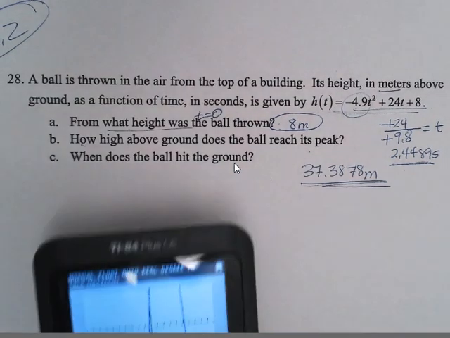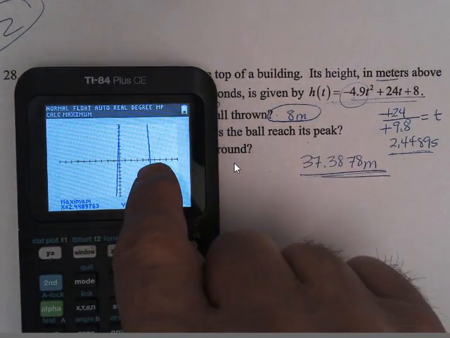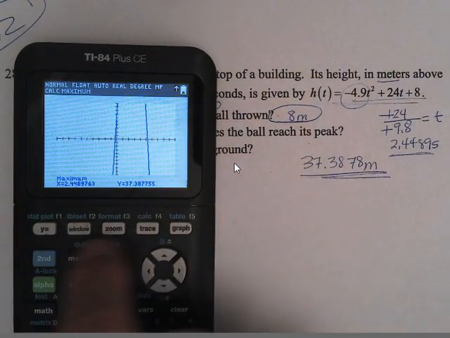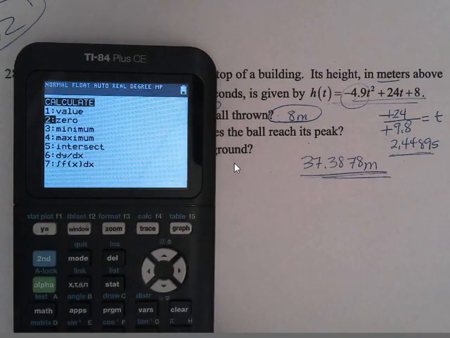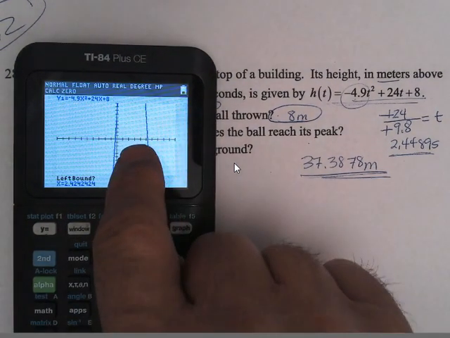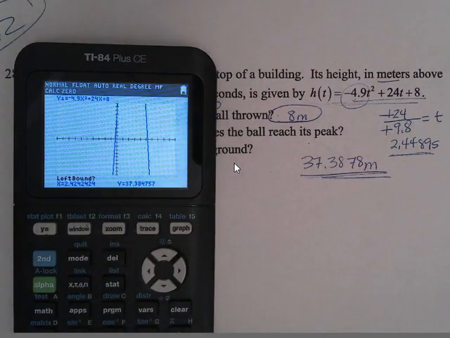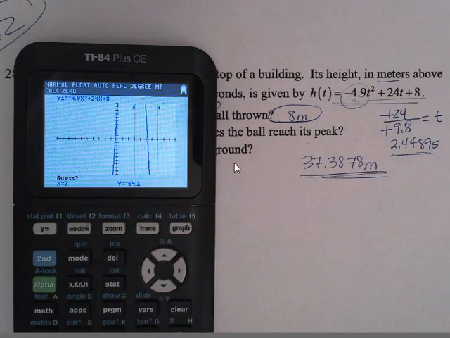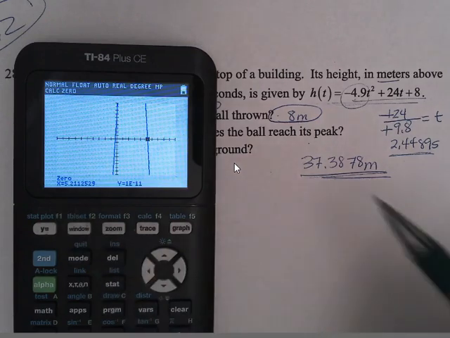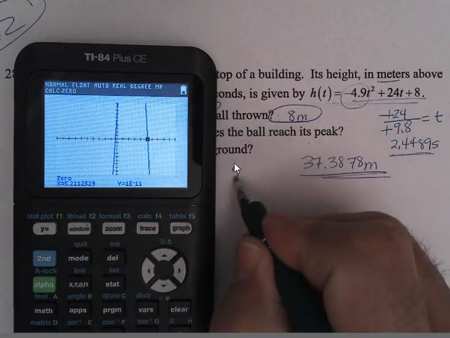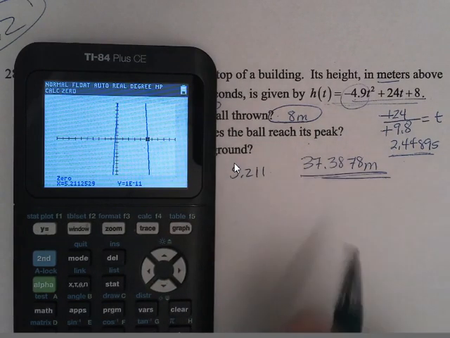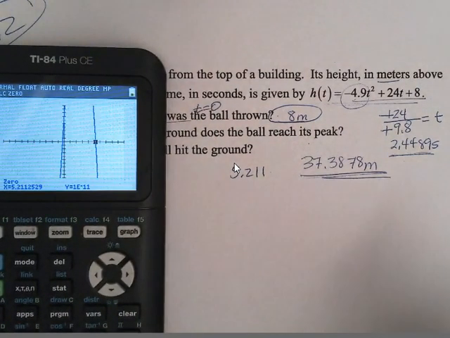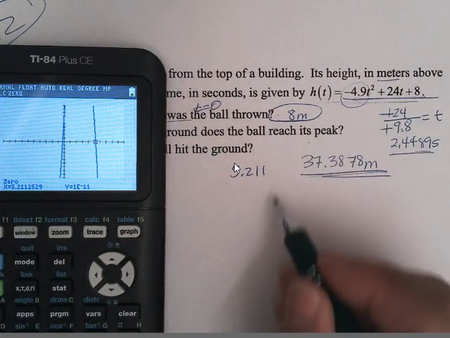Okay? When does it hit the ground? Right there. Second, calculate the zero that's between 3 and 7. 3, enter, 7, enter, and let's say it's about 5. And it says no, 5.211 seconds.